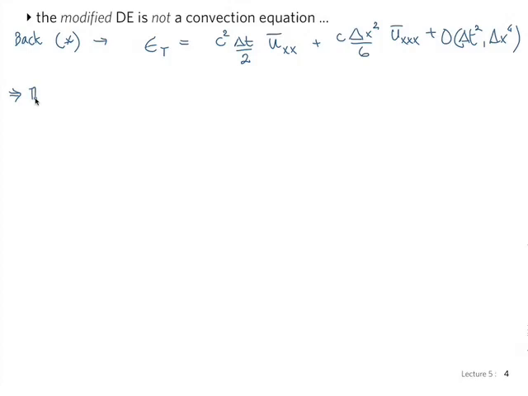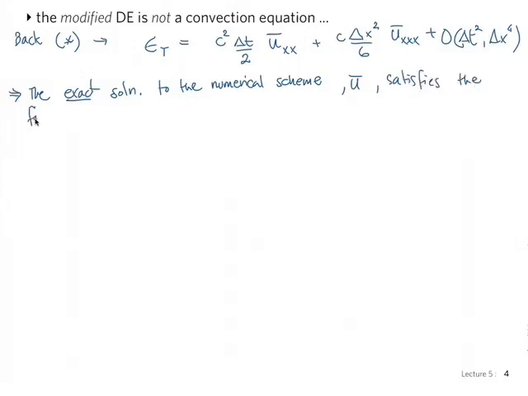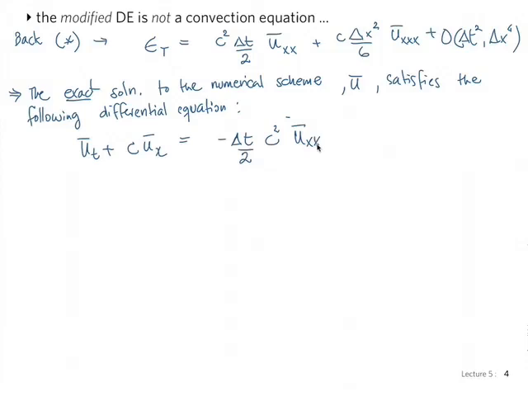Therefore, the exact solution to the numerical scheme, which we've called u bar, satisfies the following differential equation: u bar t plus c u bar x equals u bar xx plus order delta t squared delta x fourth. Okay. So this is the modified differential equation.